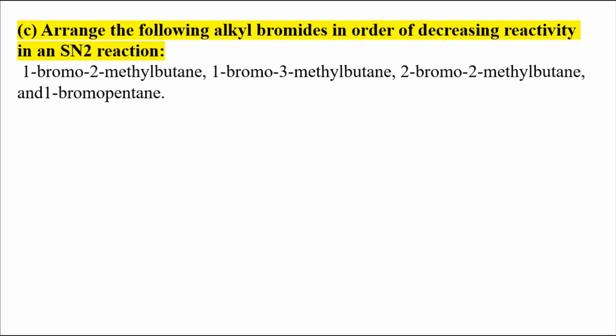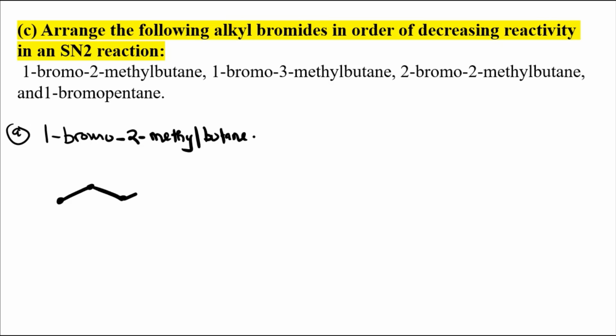Okay, so A, they've given us to be 1-bromo-2-methylbutane. So we know that this is going to be butane 1, 2, 3, 4, and bromine is on carbon number 1, methyl is on carbon number 2. So it's supposed to be like this.